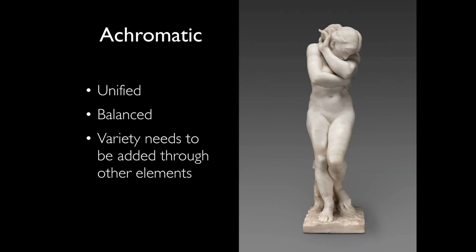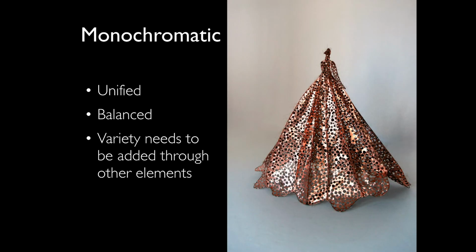Here you see an achromatic sculpture. Remember, this is inherently unified because it's all just blacks, whites, and grays. It tends to be balanced because, again, a limited palette. But we have to be careful with achromatic color schemes that we have enough variety added in through other elements, through lines, through shapes, through spaces, and so forth. We can also have a monochromatic color scheme, again, inherently unified, inherently balanced, but some variety may need to be added through other kinds of elements.